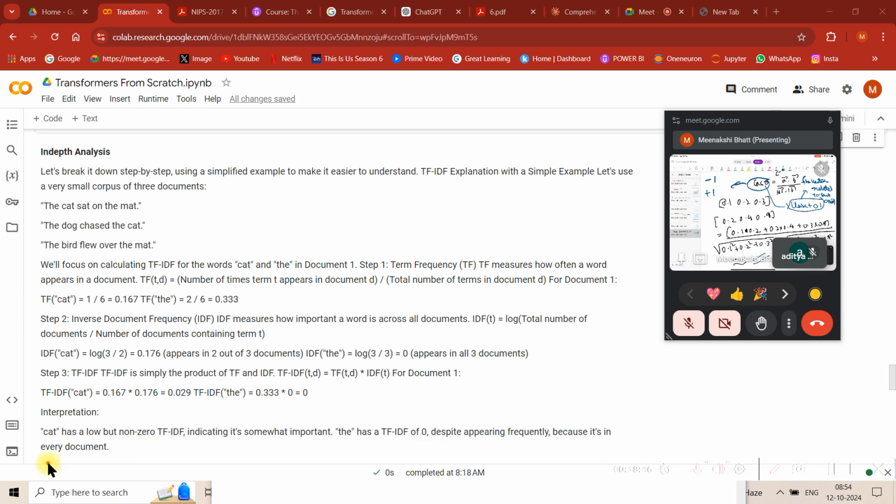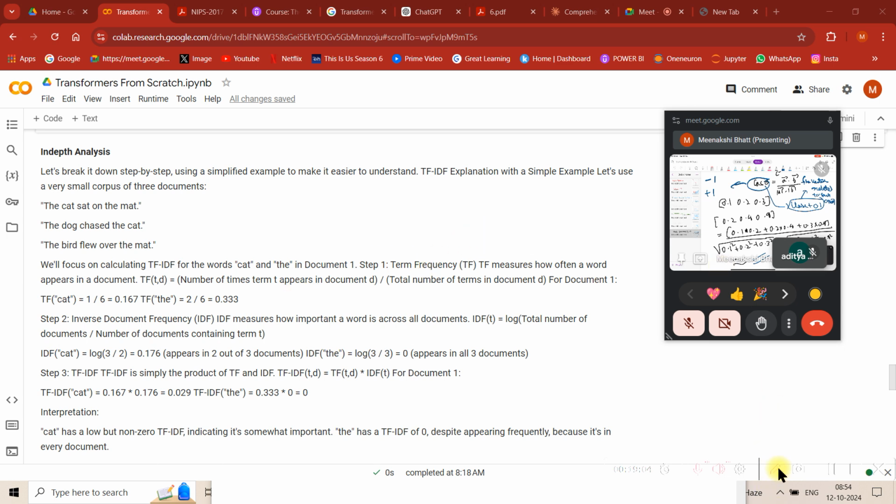That's how TF-IDF works. These are mathematical techniques, which is good, but now we have neural networks, and probably they are going to come to rescue us. Slowly we'll reach there as well.